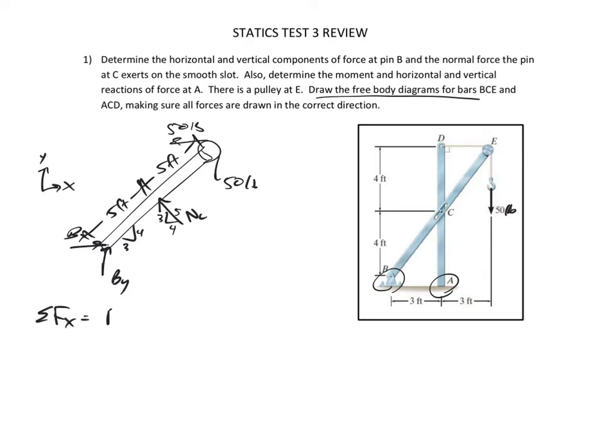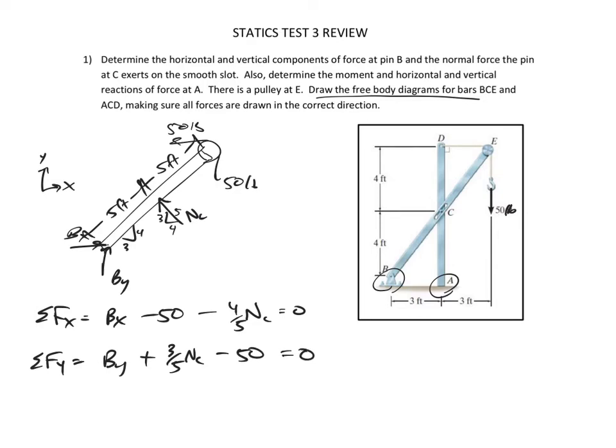So summing the forces in X: BX minus 50 pounds, and then minus the 4/5 component of NC, and the sum of the forces is equal to 0. Summing the forces in Y would be BY plus the 3/5 component of NC, minus 50, is equal to 0.